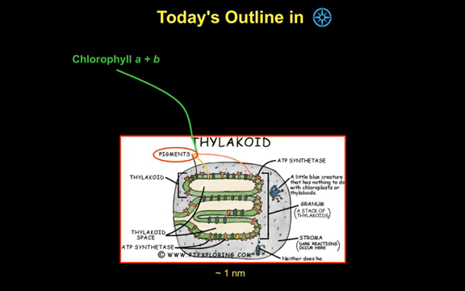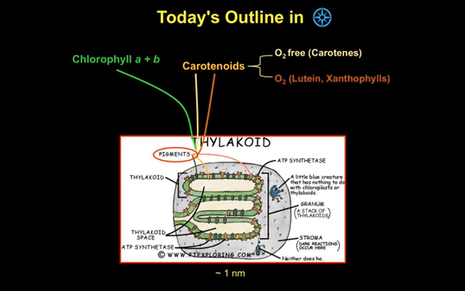You might remember, of course, chlorophyll A and B, which are the primary pigments used to harvest light energy for photosynthesis. And then there are over 600 carotenoid pigments as well. There are carotenoid pigments that are oxygen-free, the carotenes, and then there are carotenoid pigments that have oxygen in them, such as the lutein and the xanthophylls. Again, chlorophyll A and B are used to drive photosynthesis, and what we're going to be talking about today are the carotenoid pigments called the xanthophylls, and they serve a purpose called photoprotection.